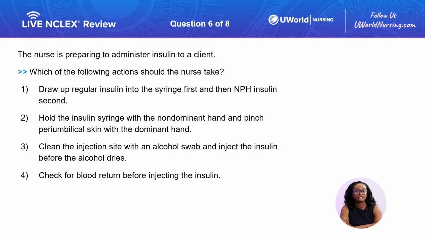Question number 6, the nurse is preparing to administer insulin to a client. Which of the following actions should the nurse take? Option 1, draw up regular insulin into the syringe first and then NPH insulin second. Option 2, hold the insulin syringe with the non-dominant hand and pinch the peri-umbilical skin with the dominant hand. Option 3, clean the injection site with an alcohol swab and inject the insulin before the alcohol dries. Or option 4, check for blood return before injecting the insulin. Let me know what you guys think down in the chat.